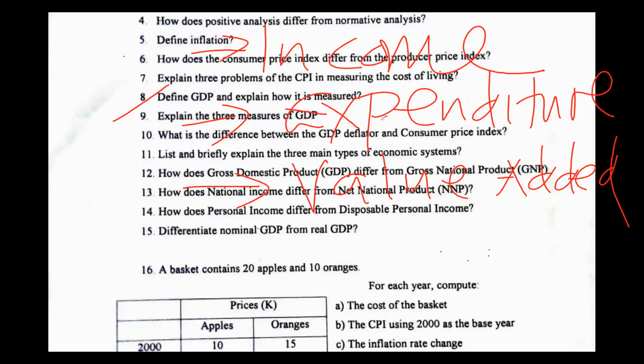These are the three measures that we use when we are measuring what? GDP. Is that okay? Income approach, I'll talk about the details. There'll be more questions on them so that you see how the question comes on them. Are we fine? Yes. Okay. Explain the three measures of GDP: there is the income approach, expenditure approach, and the value added approach. Those are the three measures of GDP.